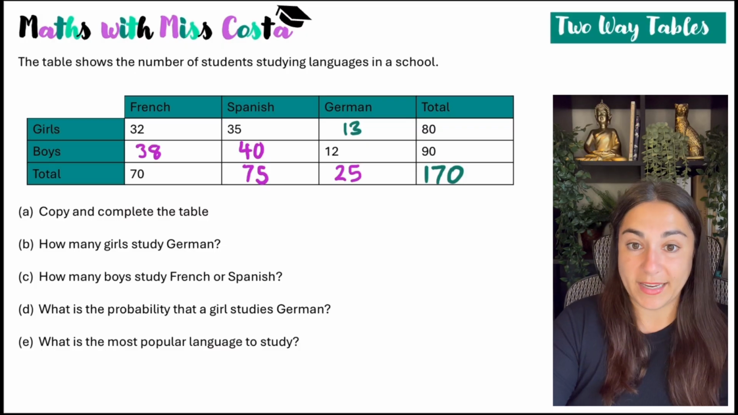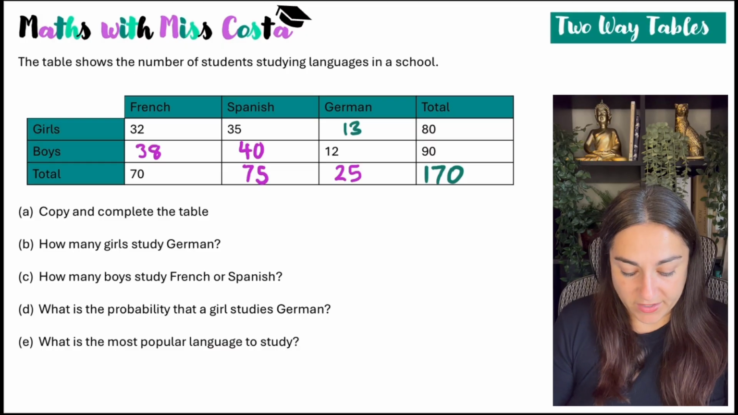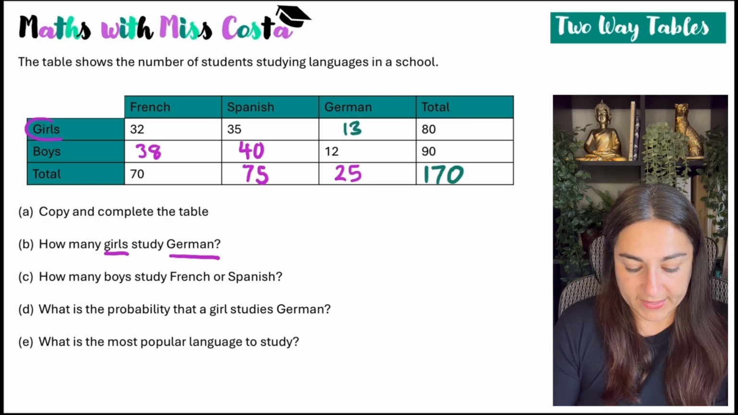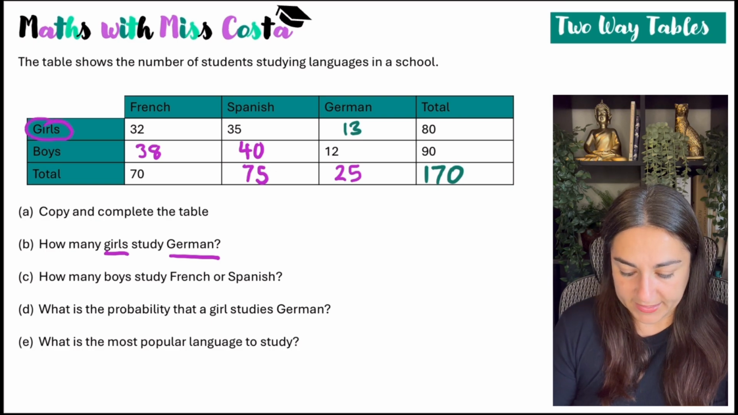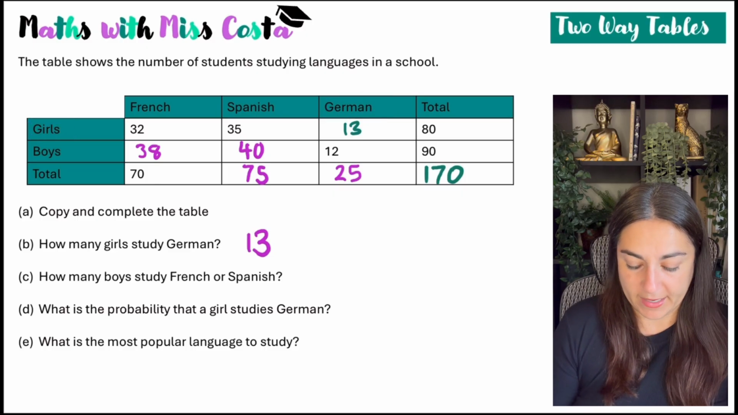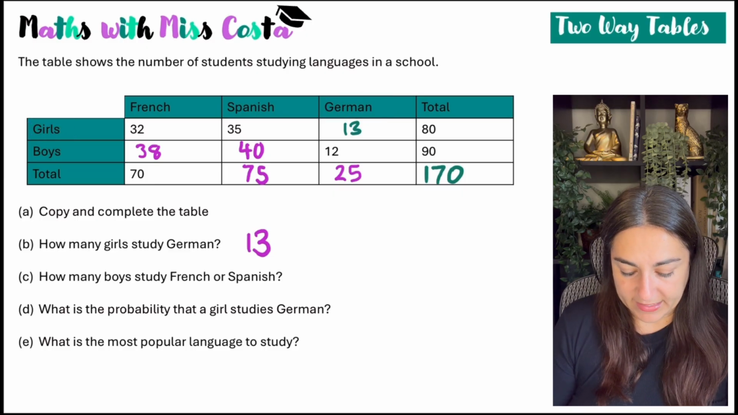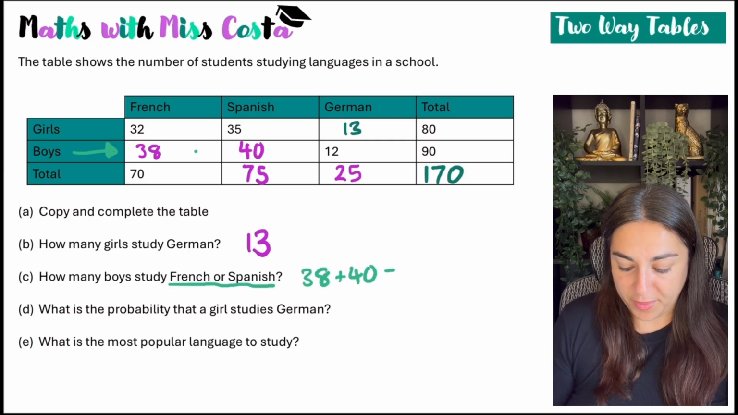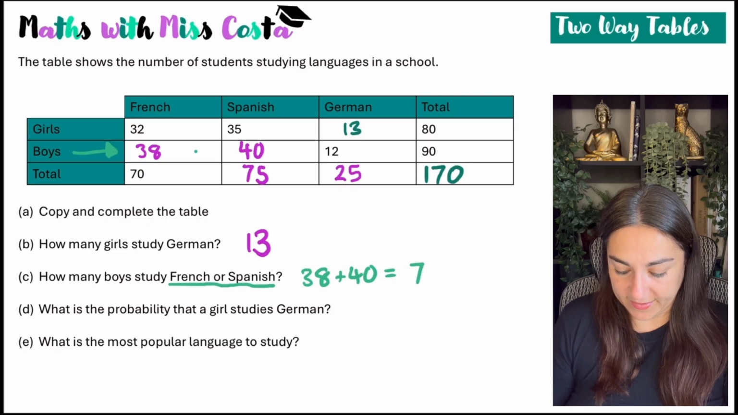And now I just need to read from the two-way table. How many girls study German? Let's have a look. Girls is this row here and German is over here. Where do they intersect? In this box here. So that's 13. Okay, so that's how we read a two-way table. Next it says how many boys study French or Spanish. So boys, I'm going to go in this column here. French is 38 and Spanish is 40, and 38 plus 40 is 78.